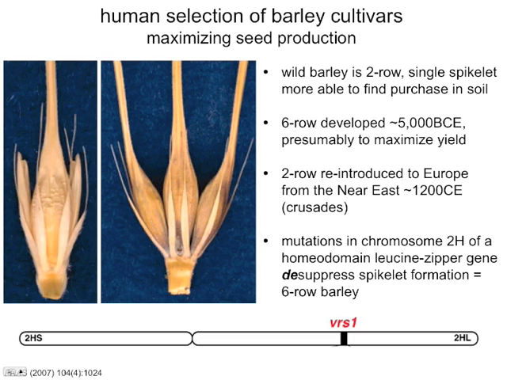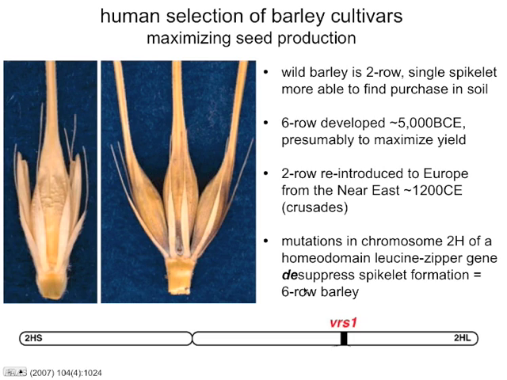This obviously is going to increase the yield per plant, and that's going to be important for a domestic crop that's used as a food source. What we see is that the 2-row was reintroduced to Europe from the Near East around the time of the Crusades. Why would we go back from a 6-row and develop a 2-row domesticated species? Again, high in starch, good for fermentation.